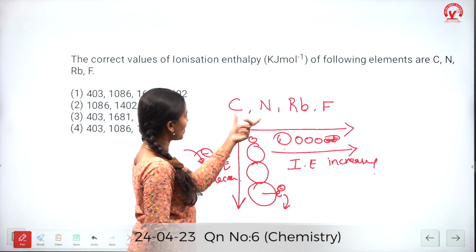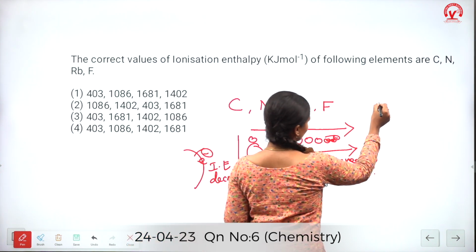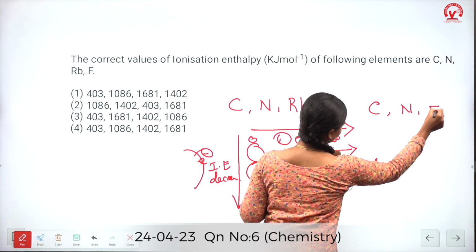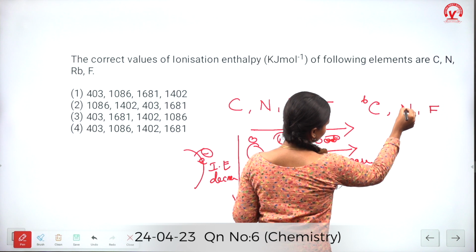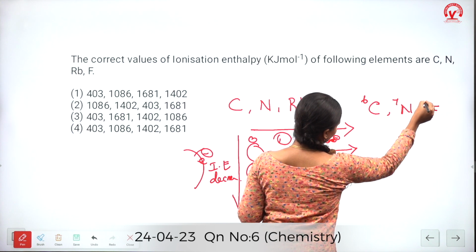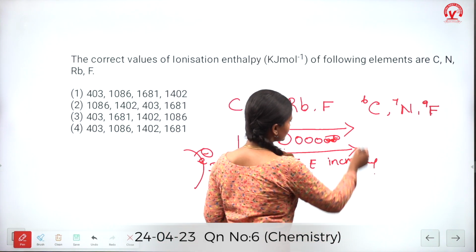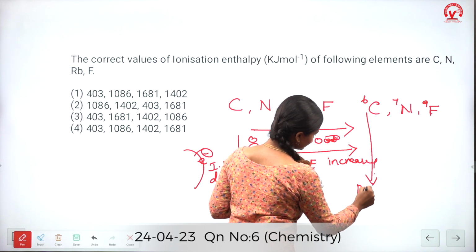Here, we have to arrange the elements first. Carbon, nitrogen, fluorine. Carbon's atomic number is 6, nitrogen's atomic number is 7, fluorine's atomic number is 9. Then the remaining one is rubidium. Rubidium is a first group element. Its atomic number is 37.